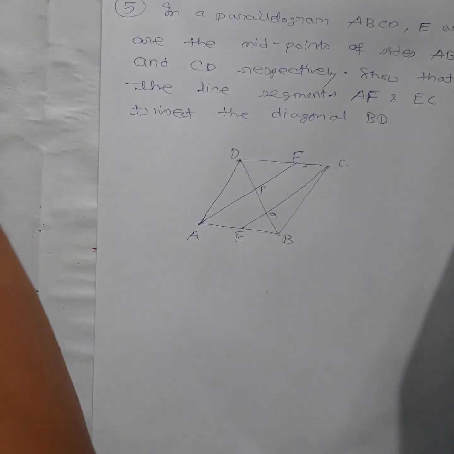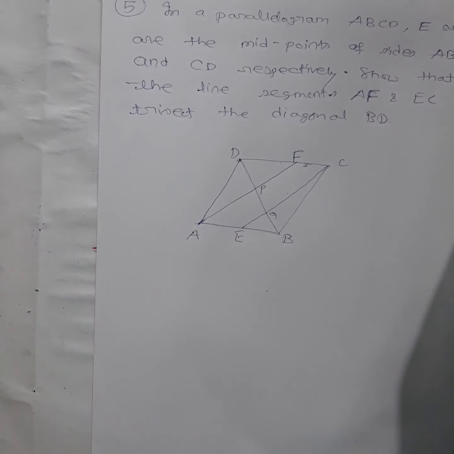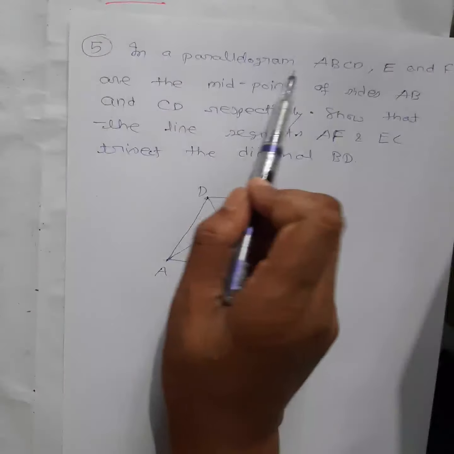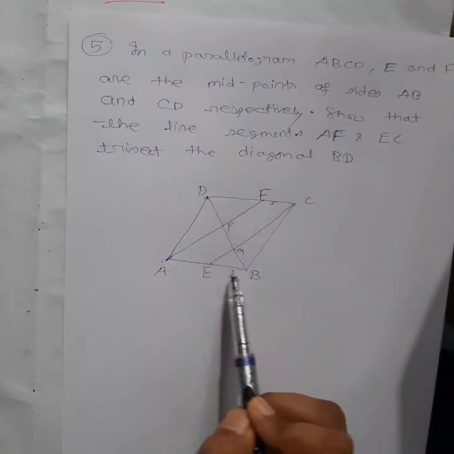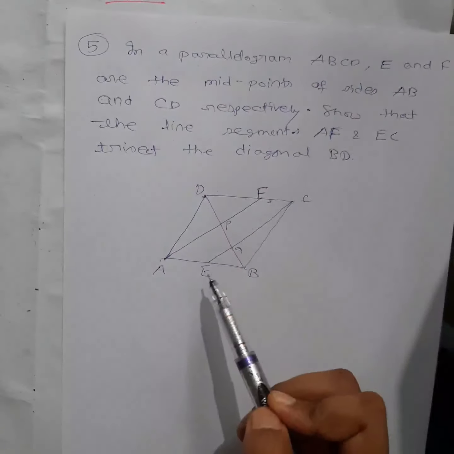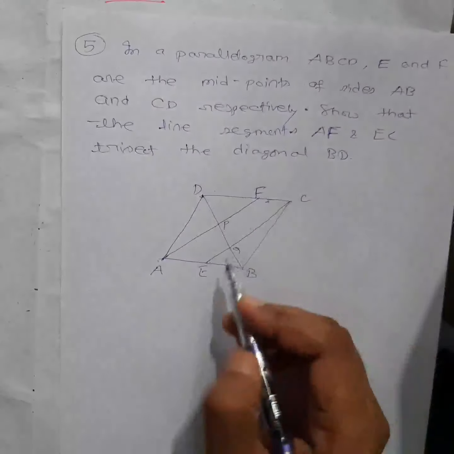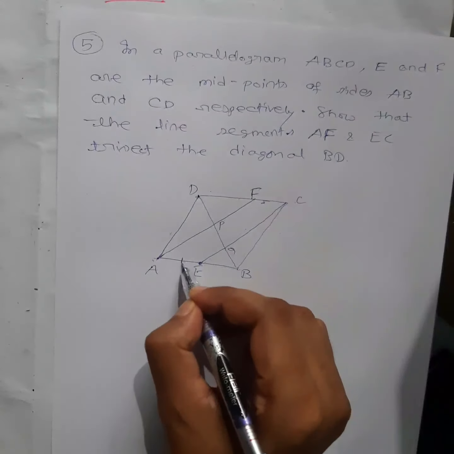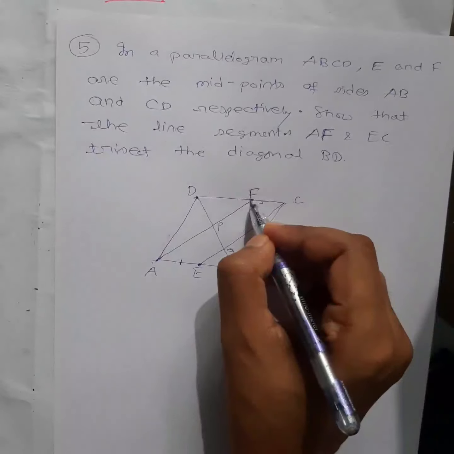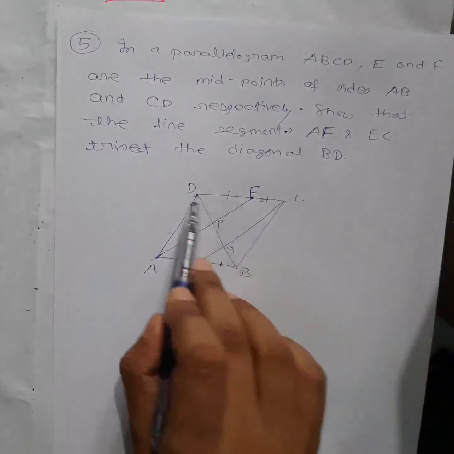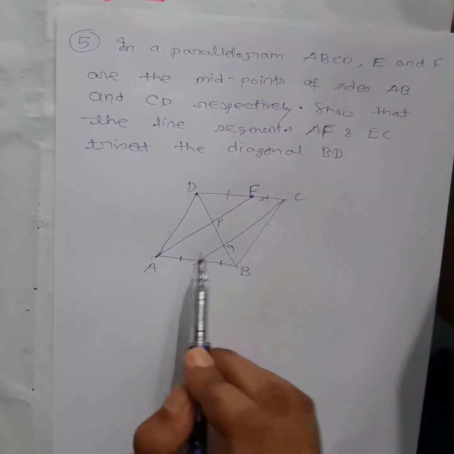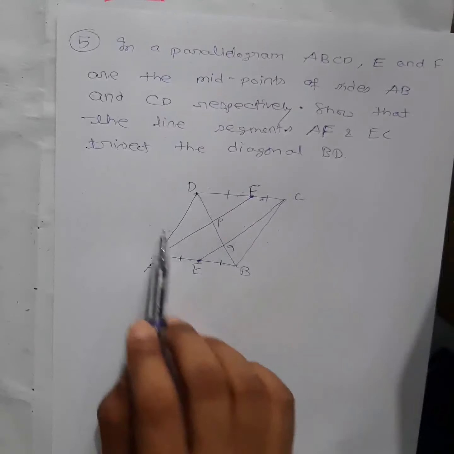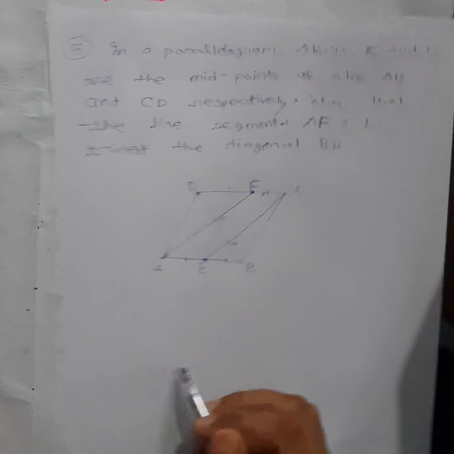Okay, so next is question number 5. So what it says, in a parallelogram ABCD, E and F are the midpoint. So this is the midpoint they have said, means this and this equal. This is the midpoint they have said, this and this equal. And they have said ABCD is a parallelogram, means this opposite side will be same, this opposite side will be same and parallel also. Okay.